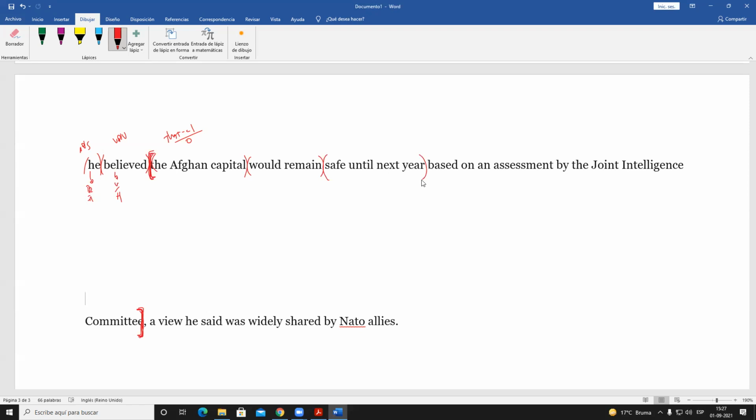Right? Now the problem is, what is based on an assessment by the Joint Intelligence Committee? What is that? The first question would be, is this just one single unit, based on an assessment by the Joint Intelligence Committee? I believe it is. Is that a clause? Another clause? Yes, another clause.